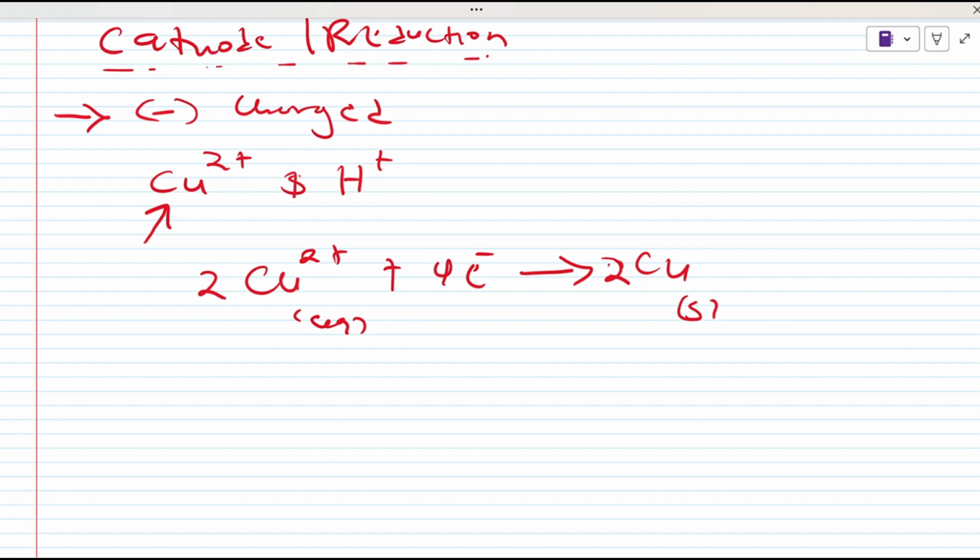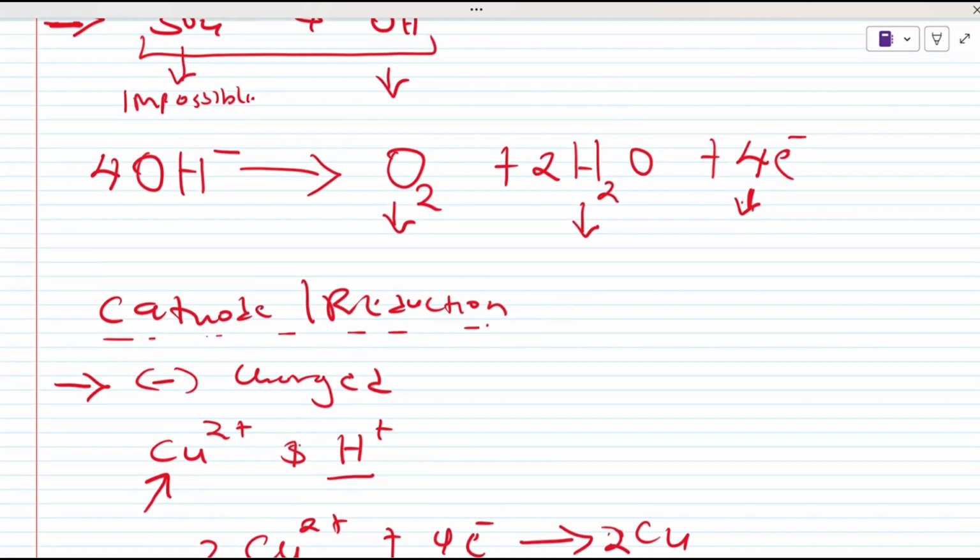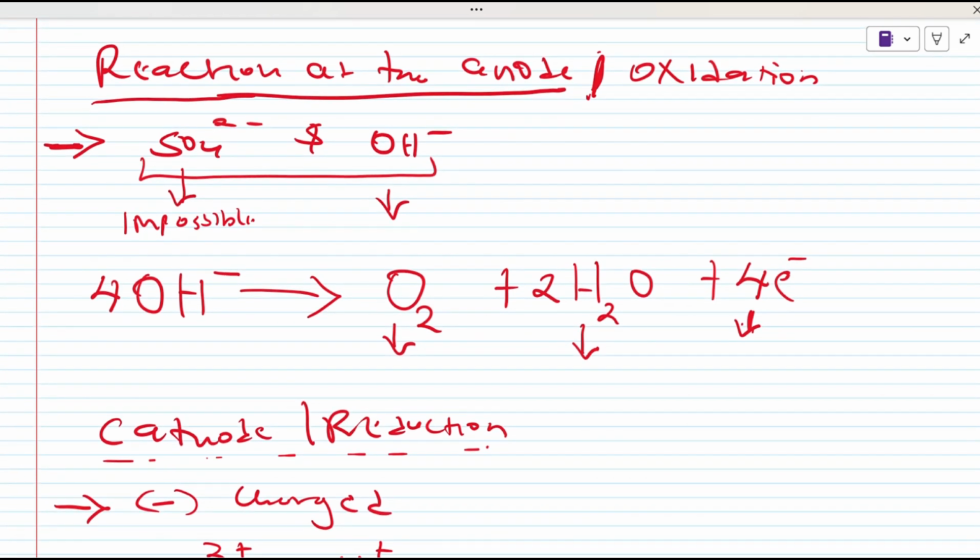Now, what remained in the solution is hydrogen at the cathode. What remained in the solution is sulfate at the anode.